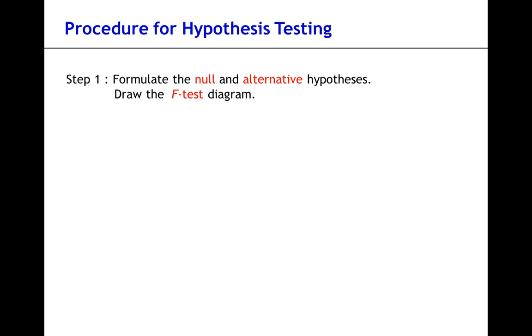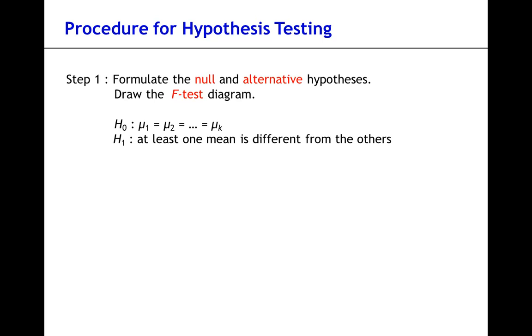As ANOVA is about comparing population means to see if different groups within a factor have any effect on a dependent variable, the null hypothesis would look something like mu sub 1 is equal to mu sub 2 is equal to all the way to mu sub k. And the alternative hypothesis will state the opposite, whereby the population means are not all the same. To draw the F-test diagram, we draw a positively skewed diagram with the right tail shaded.